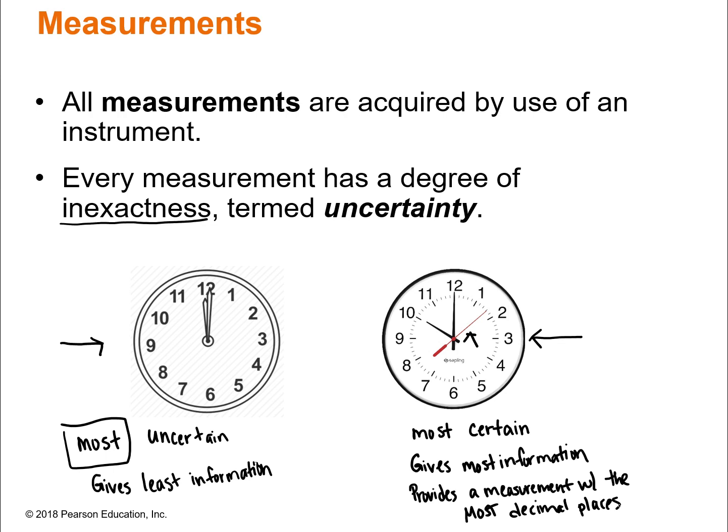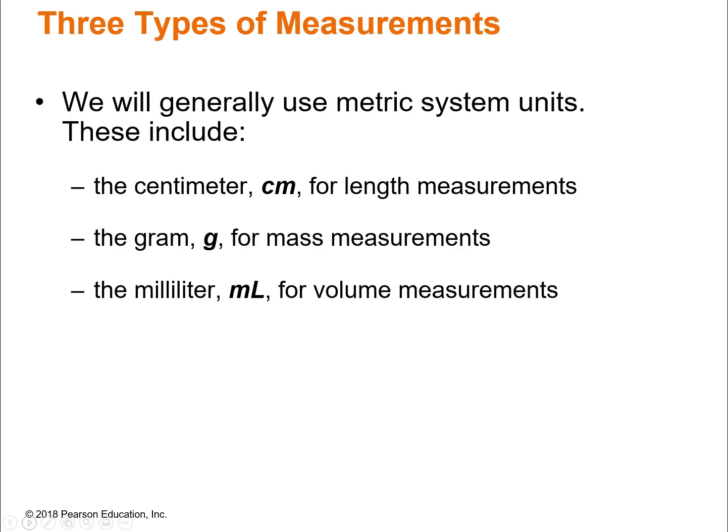So the most decimal places will come from the most certain instrument. The 3 types of measurements we'll be talking about in this course are length, mass, and volume. An example of a length measurement would be the centimeter, mass measurements, the gram, volume measurements, milliliters. So we use the metric system for this class.